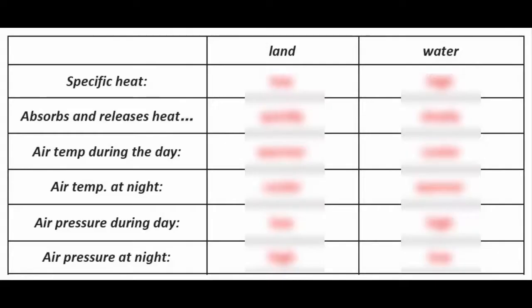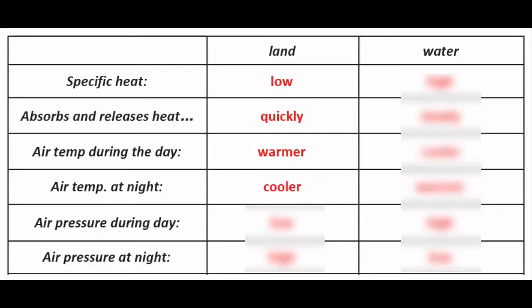Okay, so let's finish off your notes by filling in these two columns on the table below the diagram. Land has a low specific heat, which means it absorbs and releases heat quickly. This will make the air temperature during the day warmer. But since the land's been releasing its heat quickly all day, at night it doesn't have much left over, so the air above it at night gets cooler. Now, if you remember air pressure from the last unit, you remember that warmer air creates lower pressure. So over land, the air pressure during the day tends to be lower, and at night it happens to be higher because the air is colder.